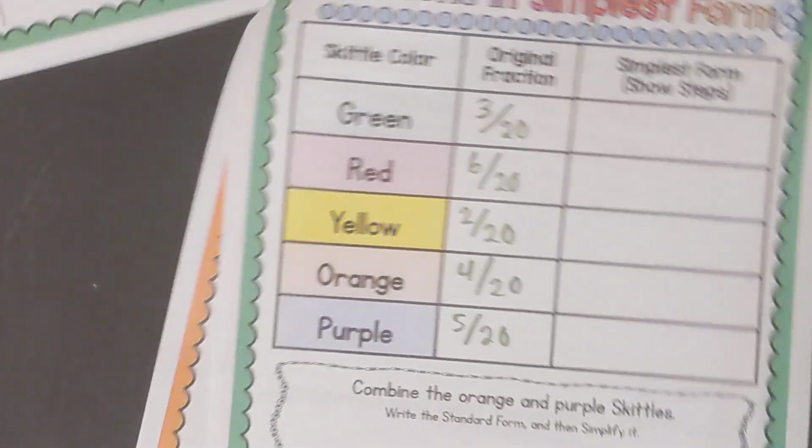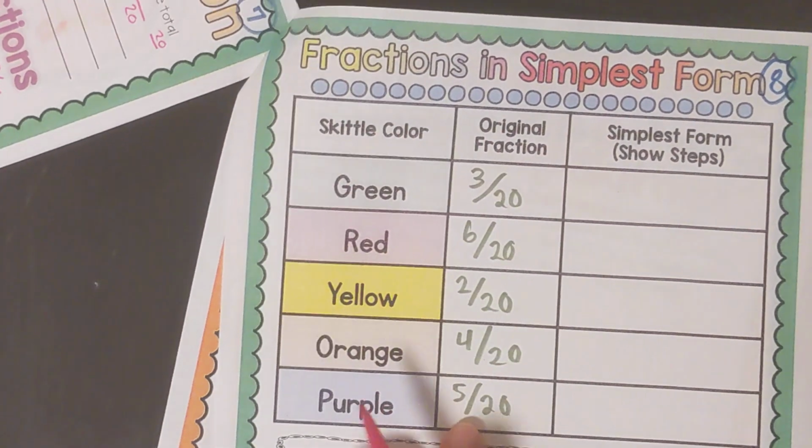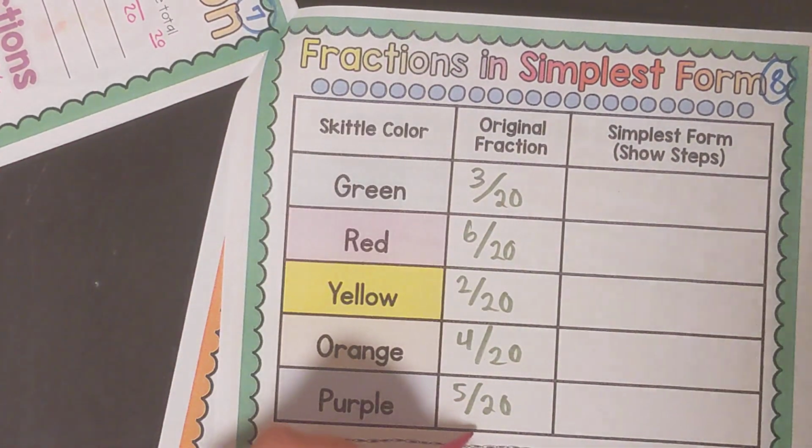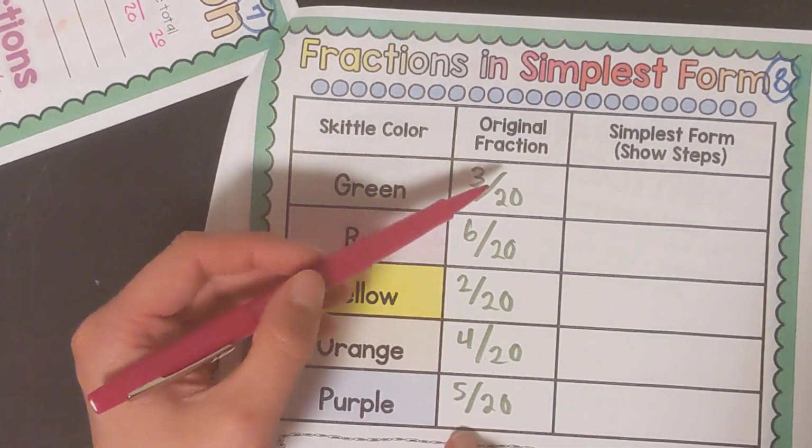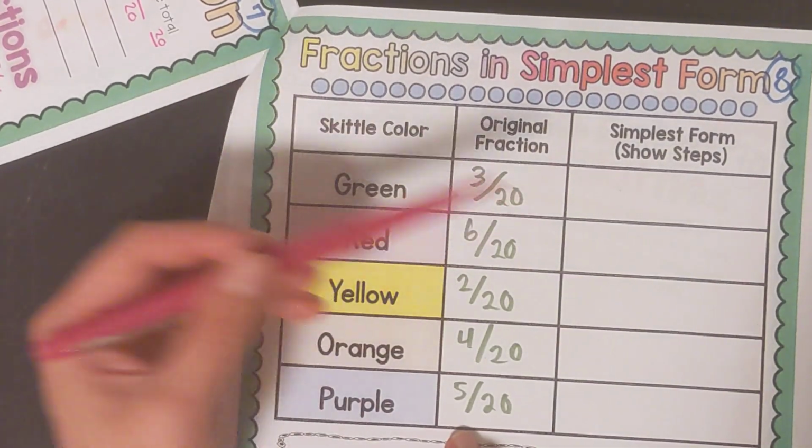This is page 8, fractions in simplest form. So first, just go ahead and write your fraction. The denominator is 20 because that's how many Skittles I gave you. And then you need to write the fraction of what colors you had. So I had 3 greens, so that's why it's 3/20.